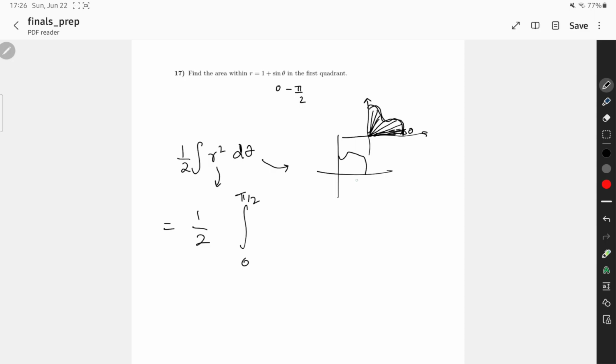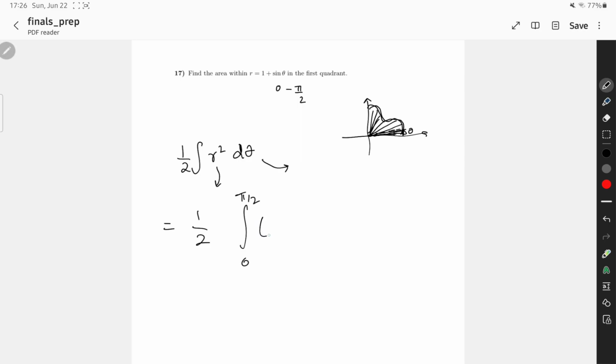For instance, if r was negative with respect to theta, it would have formed in the third quadrant. So we have to be careful about what they're asking. They're asking us to give them the area in the first quadrant. We should respect the symmetries of the curve.